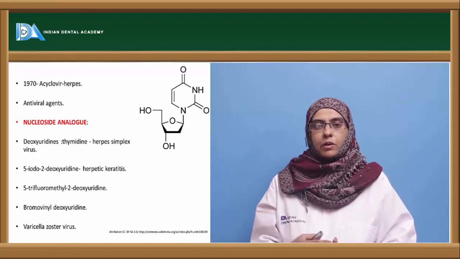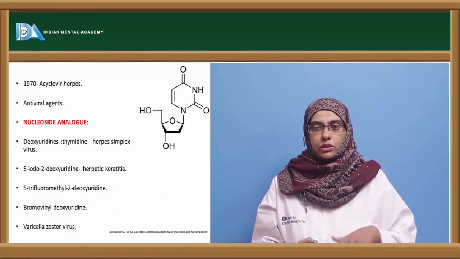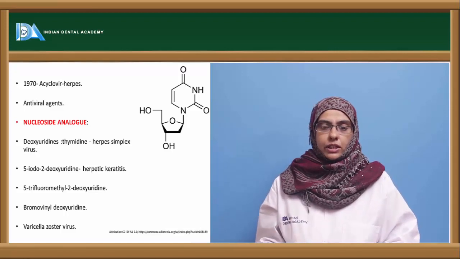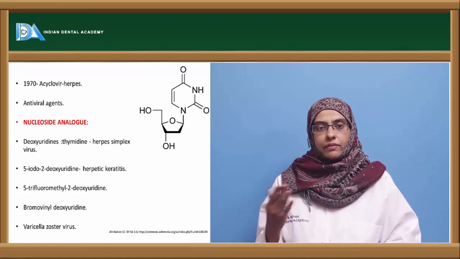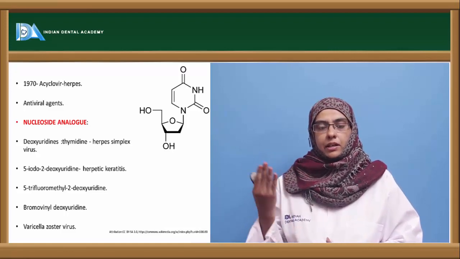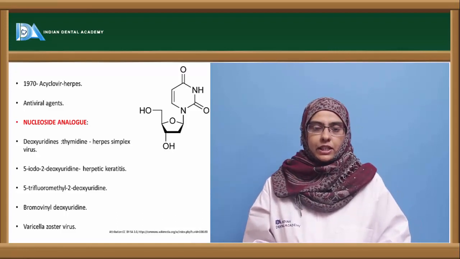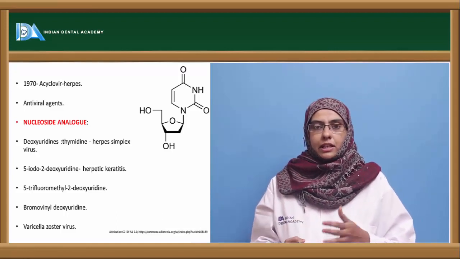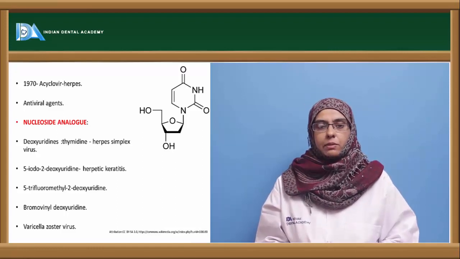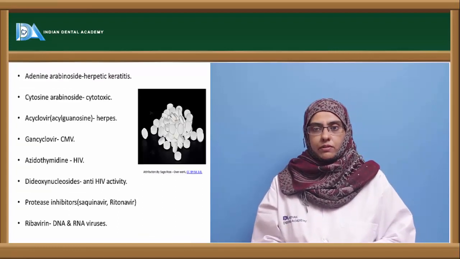And another compound that was developed, which is thought to be more stable when compared to the 2-deoxyuridine, was 5-trifluoromethyl-2-deoxyuridine. It is more stable and more effective when compared to the idoxuridine that was initially prepared against the viral infection. Next is the bromovinyl deoxyuridine, the recently developed drug against the herpetic infection. And not only against herpetic infection, this can be effective even against the varicella zoster viruses.